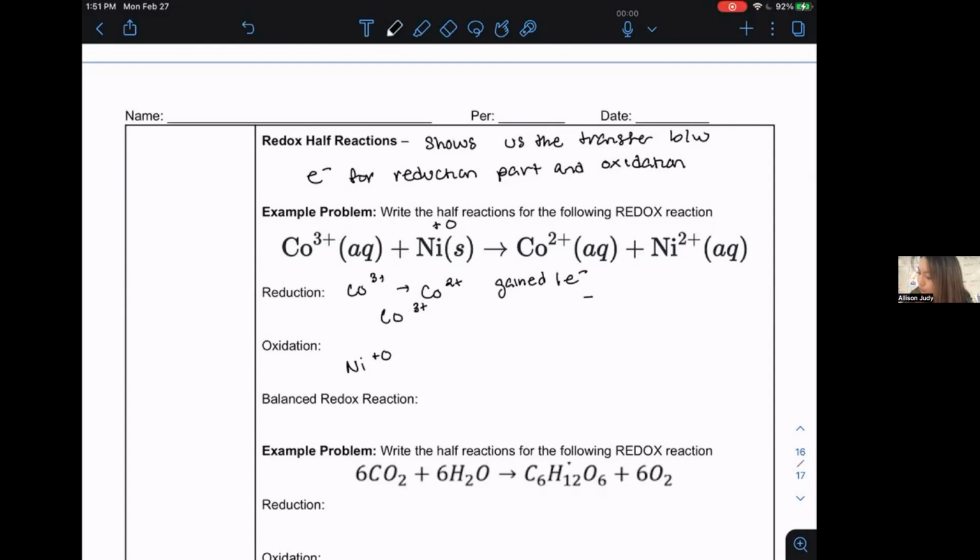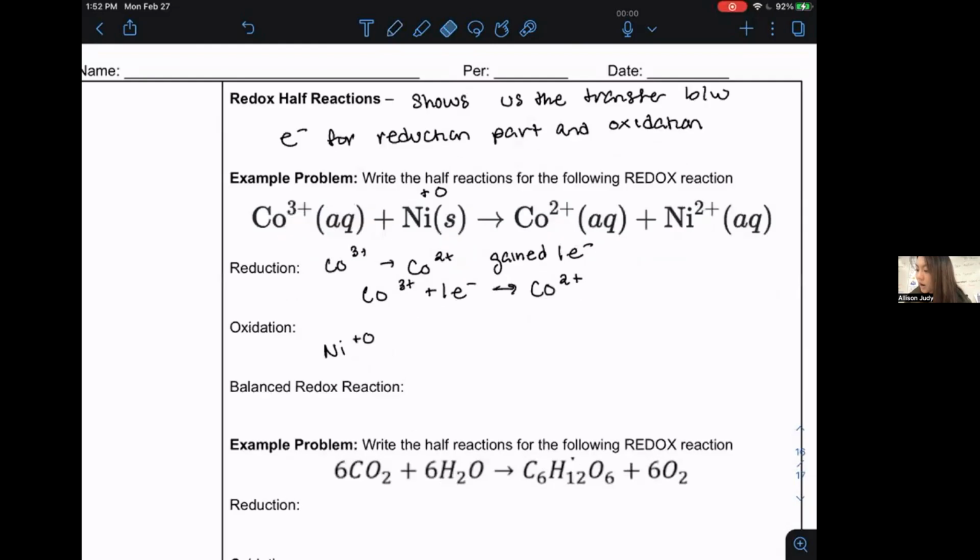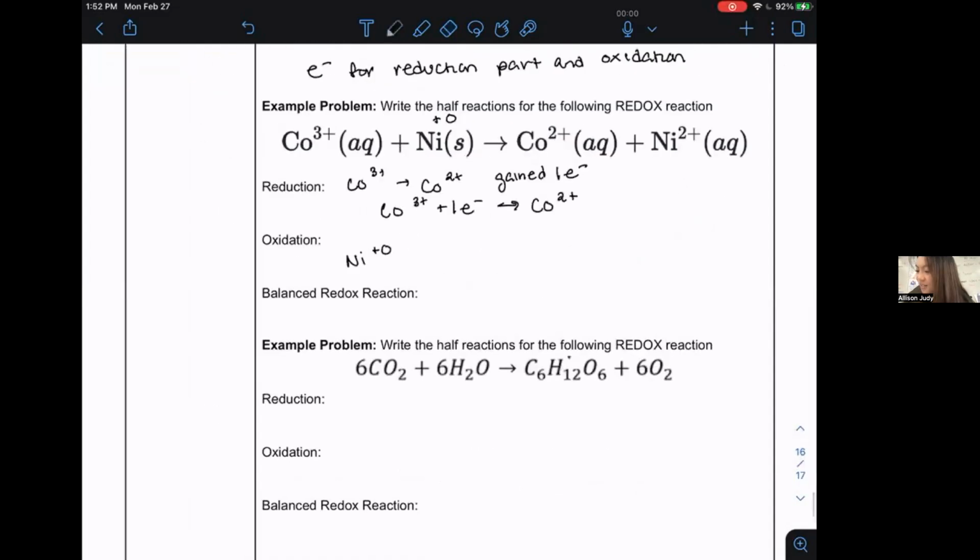Okay, so cobalt 3+ gains 1 electron, and then it becomes cobalt 2+. Nickel goes from nickel 0 to nickel 2+. So that's like saying I have lost 2 electrons as a product to now be nickel 2+ and 2 electrons.